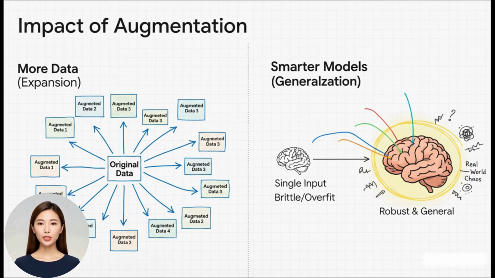And big win number two, and this is the real kicker, you get smarter models. Period. By feeding the AI all these different versions, you stop it from getting stuck on silly details, that whole overfitting thing. It learns to generalize. The result? You get an AI that's tough, robust, and actually works out in the messy, unpredictable real world.